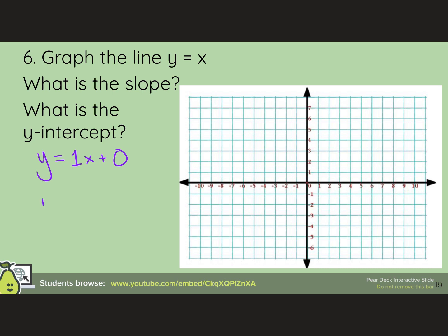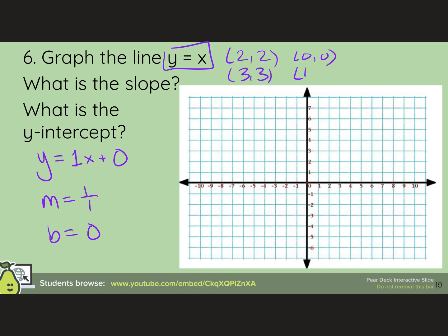So what is my slope as a fraction? It's 1 over 1. What is my y-intercept? It's 0, okay? Or if that doesn't make sense to you, just know that x and y are the same. So 2, 2, 3, 3, 0, 0, 1, 1. If that makes more sense to you, your x and your y's are the same.